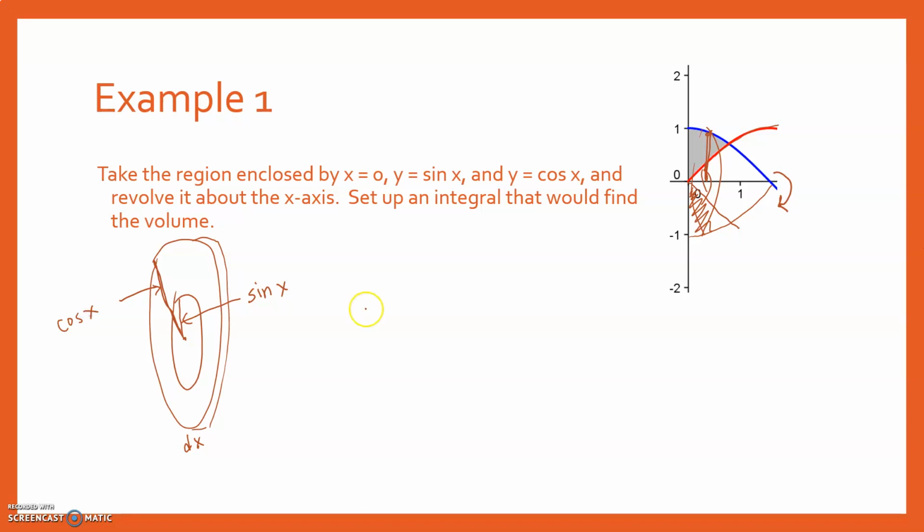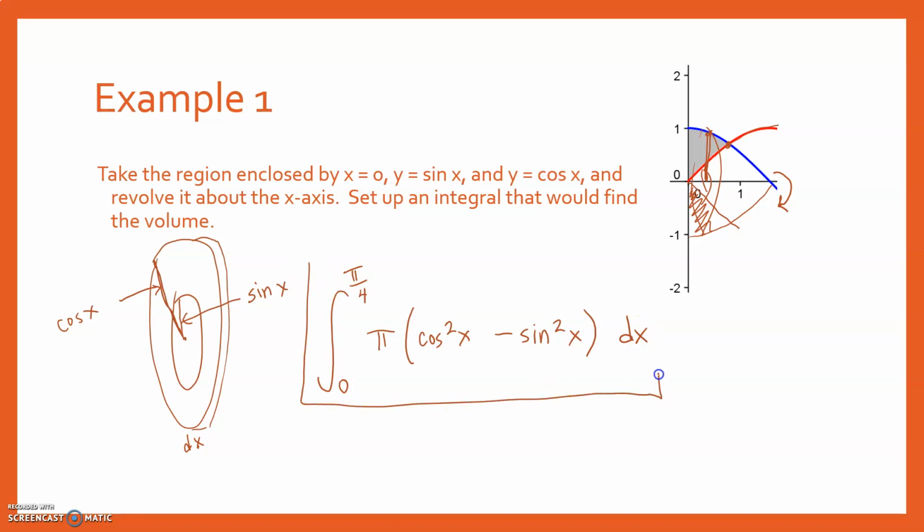If I want to calculate the integral, I'm going to start at 0, and I'm going to stop at the place where sine and cosine are equal to each other for the very first time, because it's in quadrant 1. So it's going to be pi over 4. And then we're going to do pi times the big radius squared minus the little radius squared times the thickness of each washer. We are not going to solve integrals today. I'm working on just setting them up.